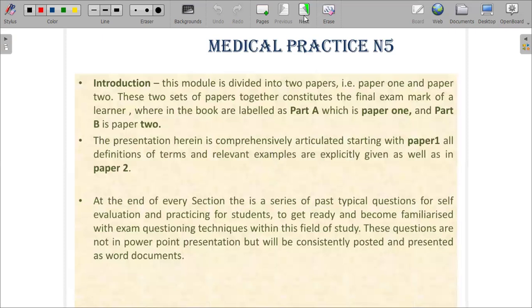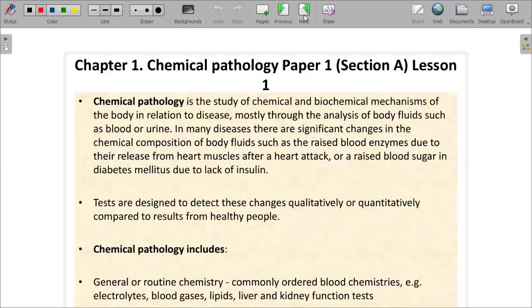Let's go to the next topic. We are going to start on chapter 1, chemical pathology, which is section A, paper 1, lesson 1. There are some definitions of terms that you must understand here. Define chemical pathology. It is the study of chemical and biochemical mechanisms of the body in relation to diseases, mostly through analysis of body fluids, such as blood and urine.